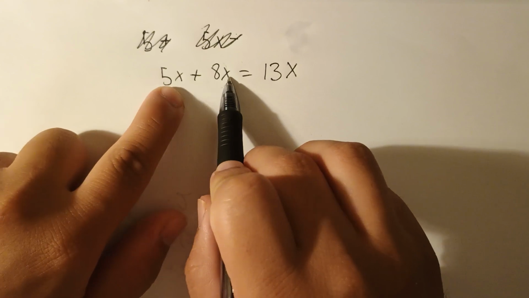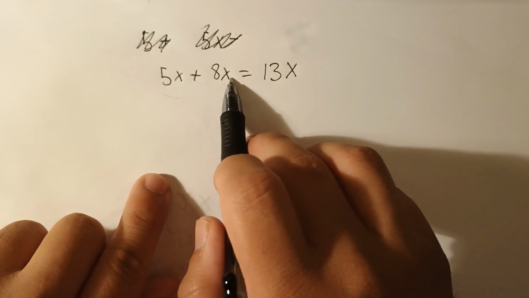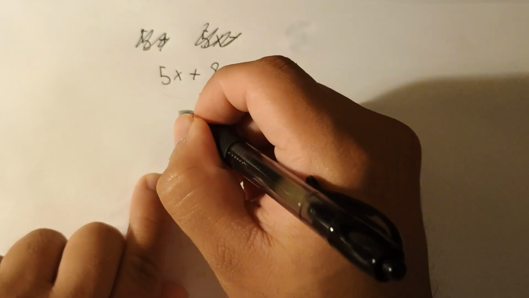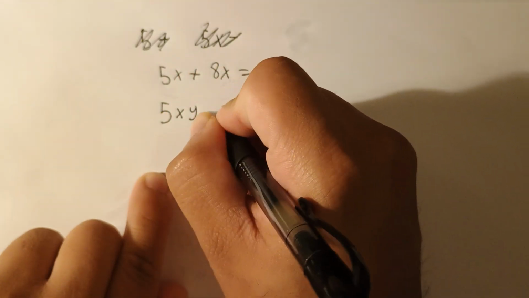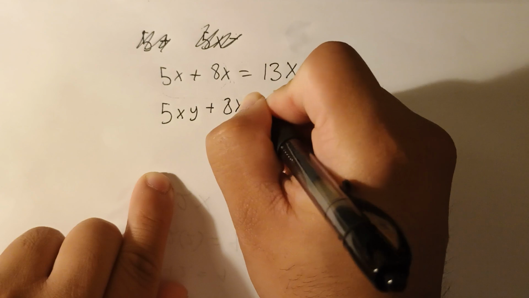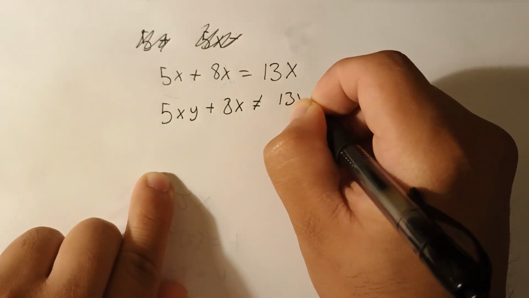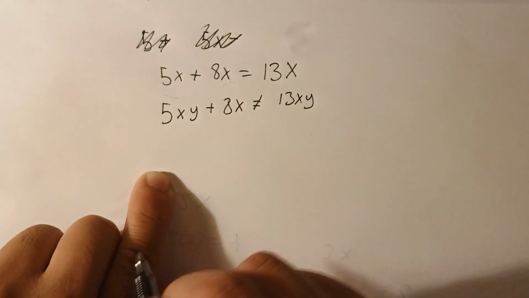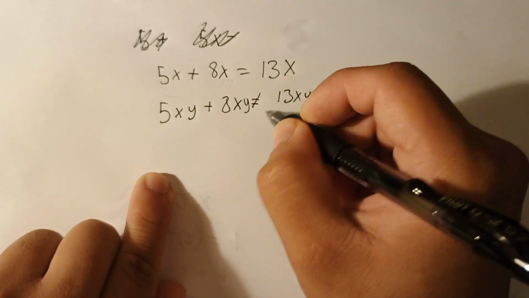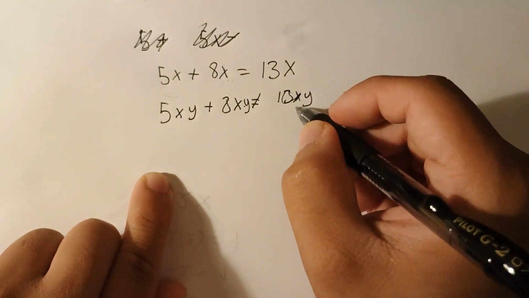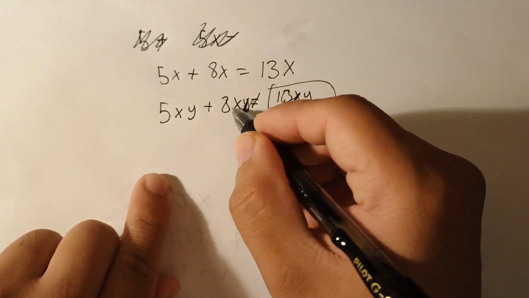Remember, we have to have the same letters. I haven't told you that yet, but we need the letters that they're next to be the same. We can't do something like this. If there's a 5xy plus 8x, it's not 13xy, right? That's not right. If I had a y added to this, then I could add them, and then this would be true. But because we only have an x here, we can't add them.